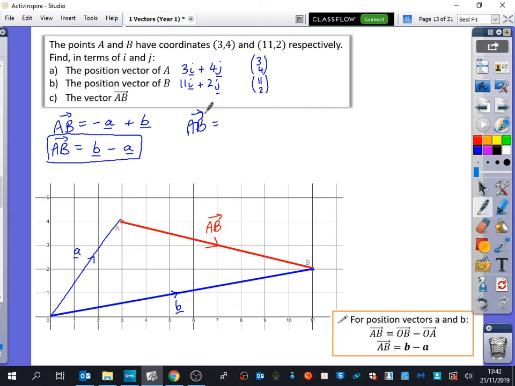AB is B minus A. Well, B is 11.2, and A is 3.4. So we get 8 minus 2. I'm quite happy to leave it in that form of 8 minus 2. I want you to tell me, though, what is the significance on my grid of 8 minus 2? How does 8 minus 2 link to my diagram on that grid?